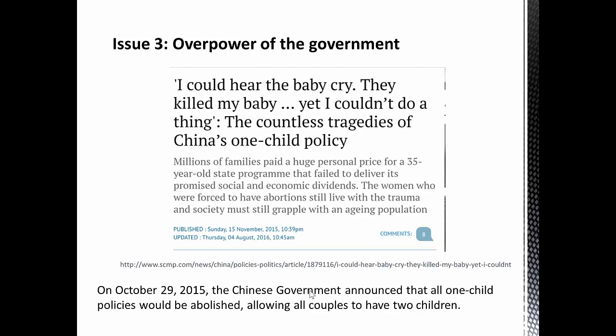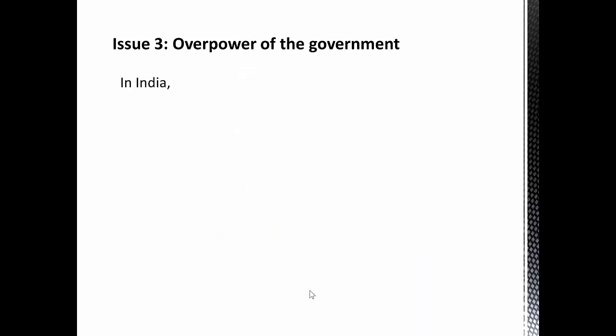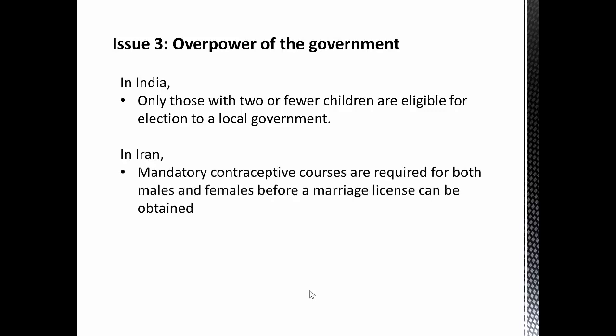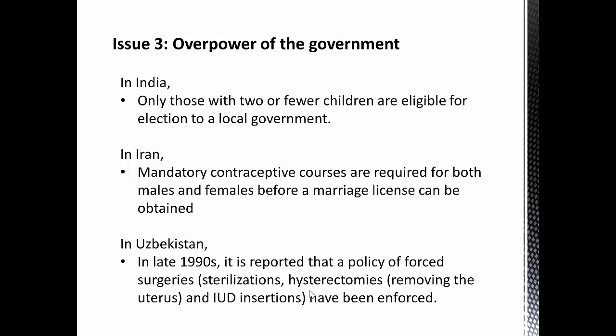Many places on Earth adopted different ways of population control. Here are some examples. In China, according to the newspaper, there are a lot of tragedies of the one-child policy. This policy was abolished in late 2015. In India, only those with 2 or fewer children are eligible for elections to a local government. In Iran, mandatory contraceptive courses are required for both males and females before a marriage license can be obtained. In Uzbekistan, in the late 1990s, it is reported that a policy of forced surgeries, including sterilizations, has been enforced.